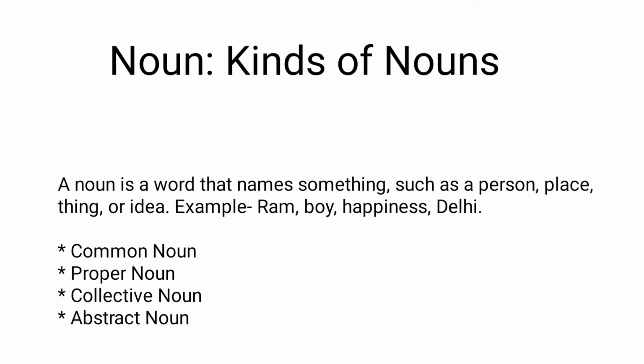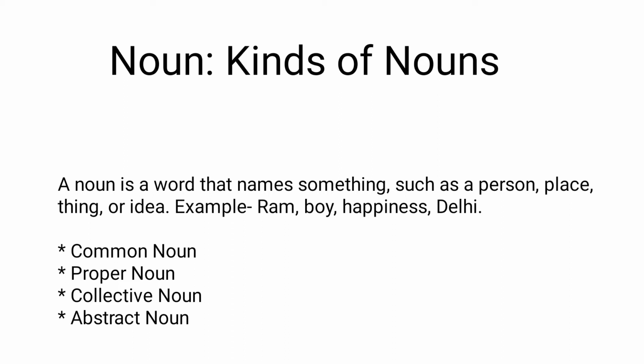Everything on this planet, on this earth, under this earth, anything that is visible and invisible, audible and inaudible, in the sky and beyond the sky, seen or unseen, everything in this universe is called a noun. Everything has a name, and everything that has a name is a noun. So nouns are 4 types: common noun, proper noun, collective noun, and abstract noun.